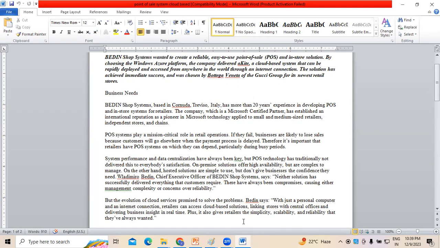Now, whenever we are working from the business point of view, Bidding Shop Systems wants to develop a cloud-based point of sale system, or a point of sale system. This is generally the perception. So what exactly is the problem? The problem is with existing organizations, because normally projects are categorized into three different parts.